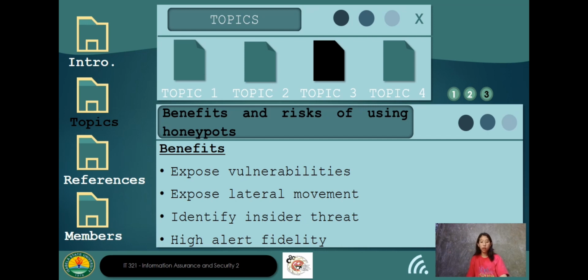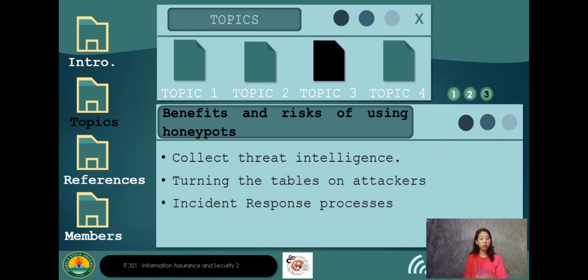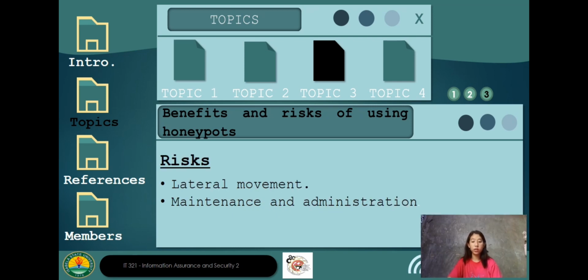So, dito naman tayo sa benefits and risks of using honeypots. So, meron siyang benefits and risks. Unahin natin itong benefits. First is expose vulnerabilities. Second, expose lateral movements. Identify insider threat. High alert fidelity. Collect threat intelligence. Turning the tables on attackers, incident response processes. This is the risk. Ito ay dalawa lamang: lateral movements and maintenance and administration.